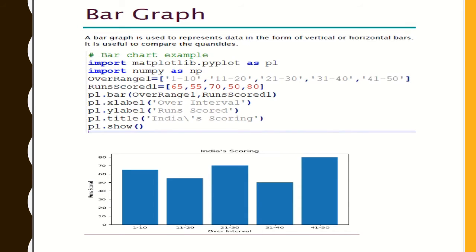Before starting the bar graph, you should know what a bar graph is. A bar graph is used to represent data in the form of vertical or horizontal bars. It is useful to compare quantities, meaning the information or ranges being displayed through the bar graph. We can represent our quantities in vertical or horizontal bars.